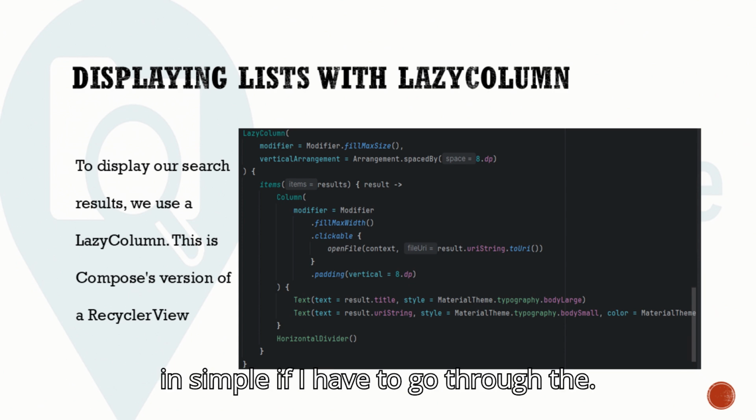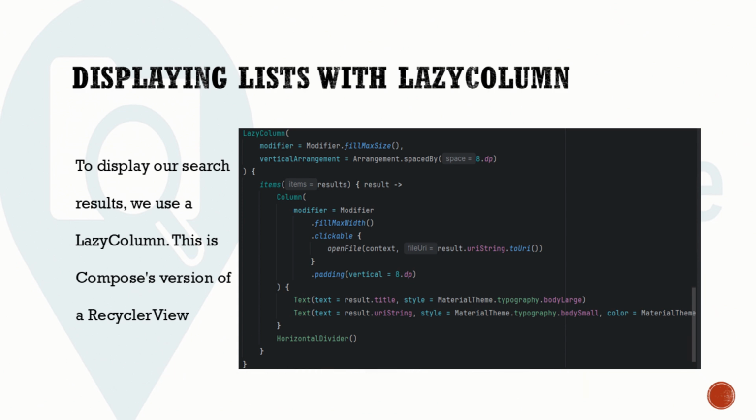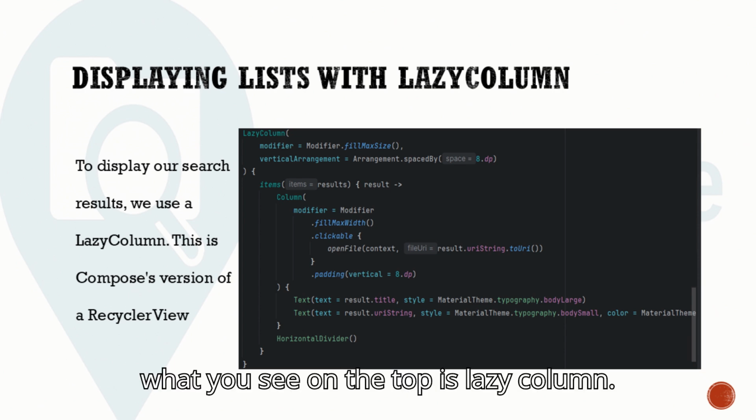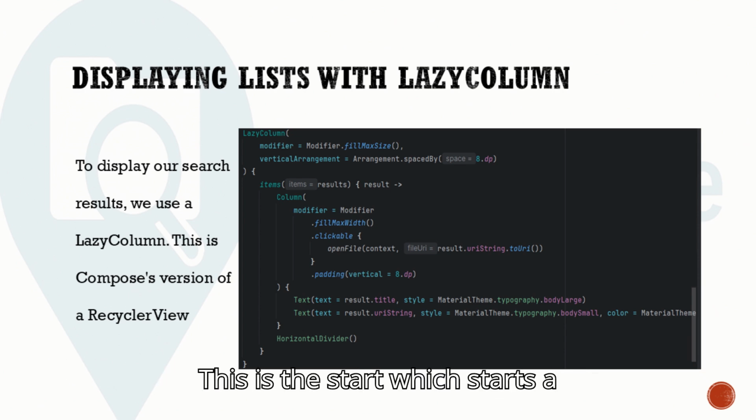So in simple terms, if I have to go through the code here, what you see on the top is lazy column. This is the start, which starts a vertically scrolling list. It is lazy because it is only rendering the required items currently visible on the screen, which is very efficient for managing long lists.